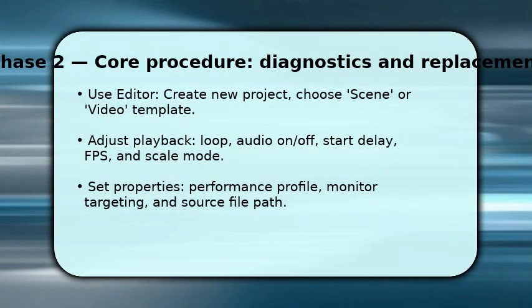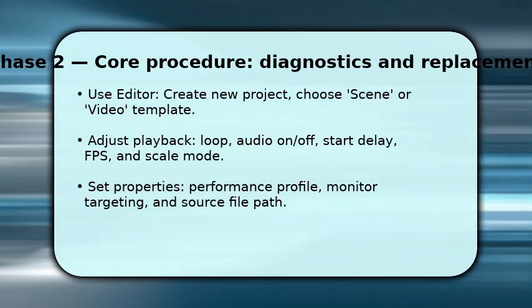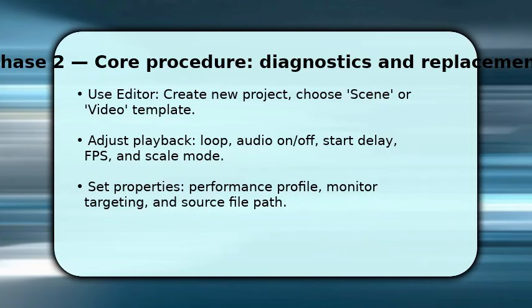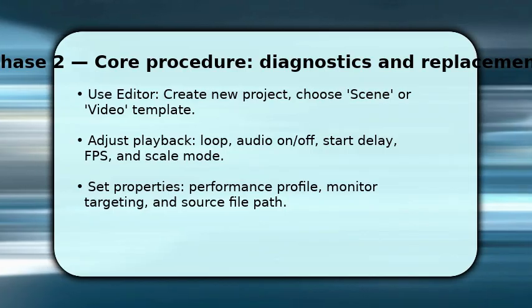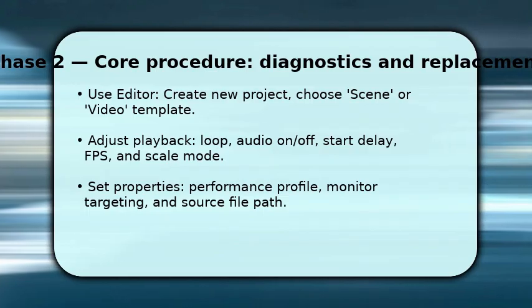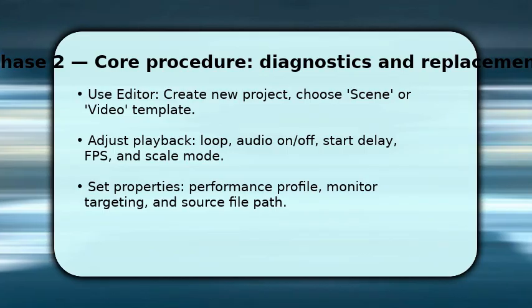You now build the wallpaper inside the editor by creating a new project and selecting a video or scene template. This determines capability and size. Once in, add your media asset and configure playback options: looping, audio mute, start delay, FPS, and choose scale mode for multi-monitor setups. Then set the performance profile to balance visuals versus CPU/GPU load, and target specific monitors if needed. Make sure the source path is correct, so the editor doesn't lose the file when exporting.